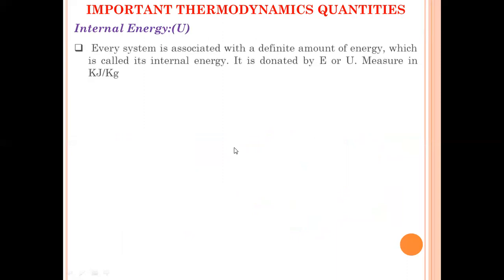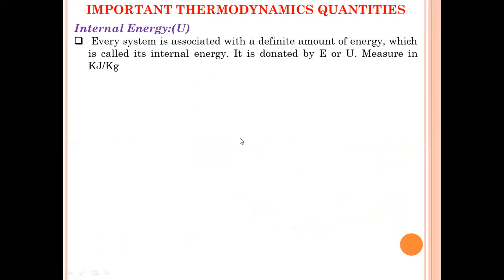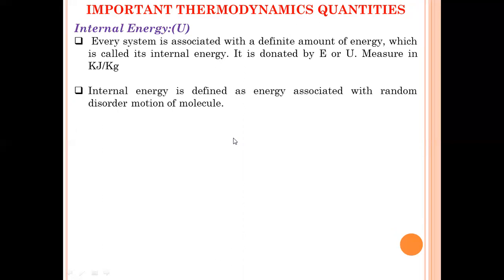Important thermodynamic quantities. Internal energy. Internal energy is one of the important functions of a thermodynamic system. Every system is associated with a defined amount of energy, which is called internal energy, and it is denoted as either E or U and measured in kilojoules per kg. So internal energy can be defined as the energy associated with the random disordered motion of the molecules.